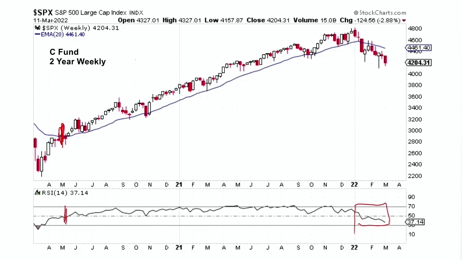So you can see how important that 50 RSI line is, and the longer term, this is a weekly chart, so the longer term charts are more important. So if we can get back above that 50 RSI line and get back above the 20-week exponential moving average line, then chances are we're off and running to a new rally. But until that happens, there's no point in being in the stock funds.